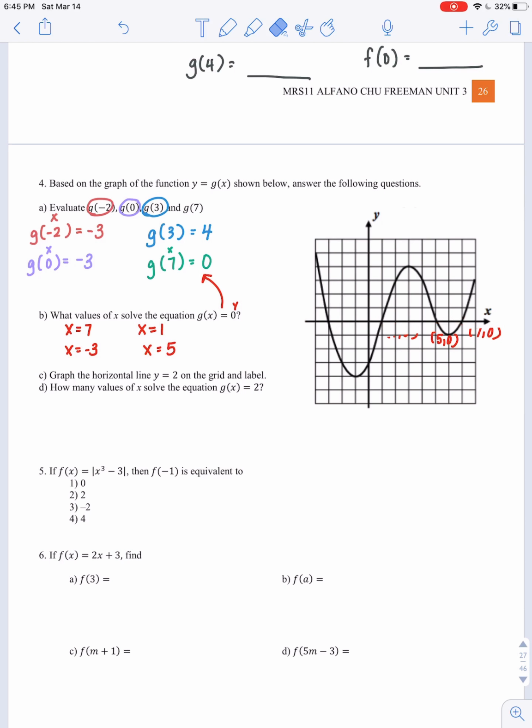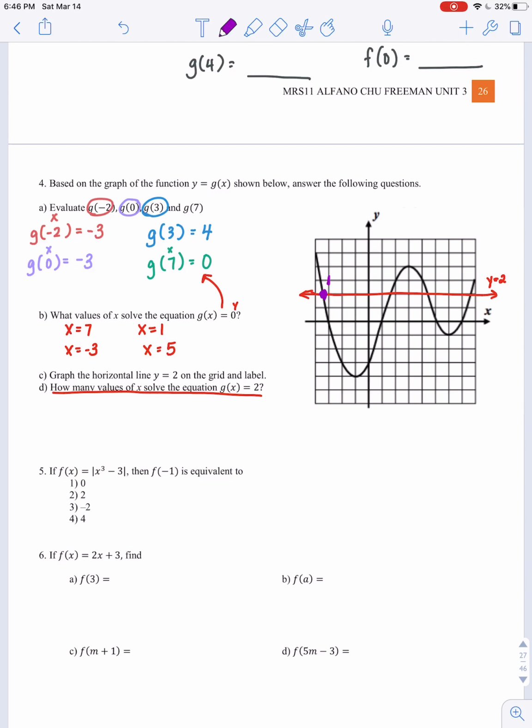All right, question C. Graph the horizontal line y equals 2. So y equals 2 is this line right here. And let me label it. y equals 2. How many values of x solve the equation g of x equals 2? So how many different x values will give me an output of 2? I don't need to know the values. I just need to know how many.